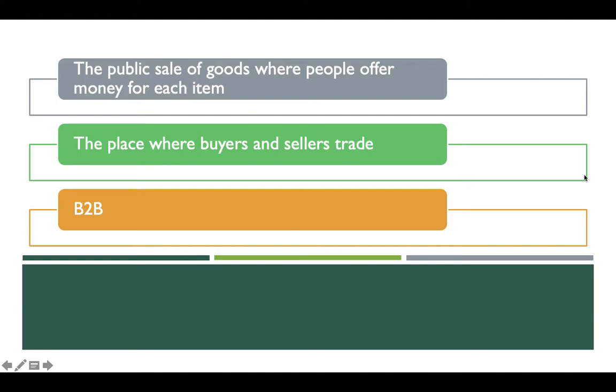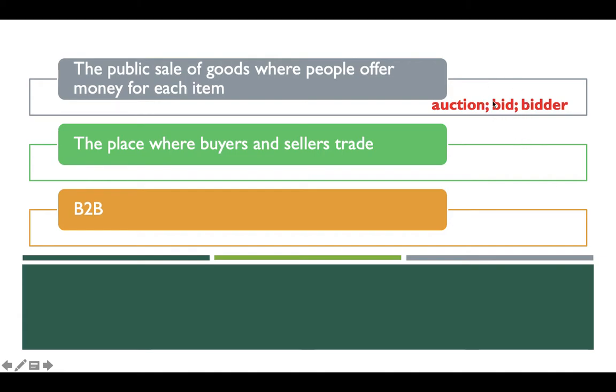3 more to go. The same. Please pause the lecture to have a look at them. Okay, now let's take a look at what each one stands for. The public sale of goods where people offer money for each item. I remember I showed you an image from the movie Sex and the City that dramatizes what we talk about here. So this occasion is what we call an auction.